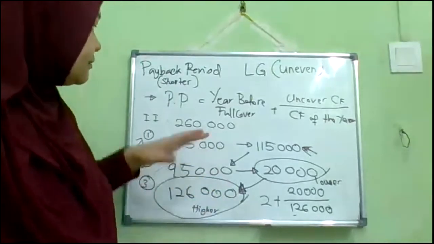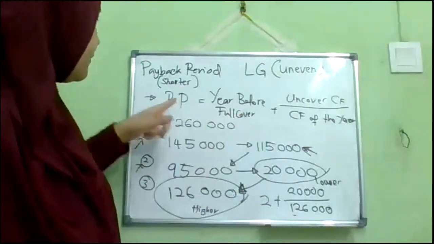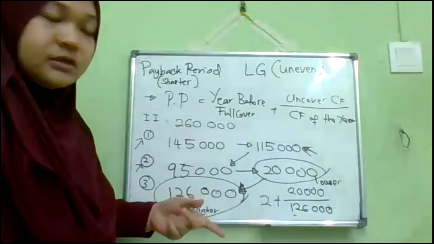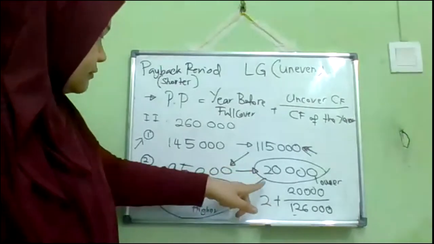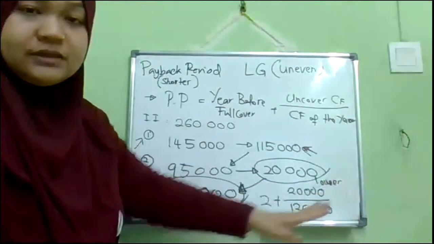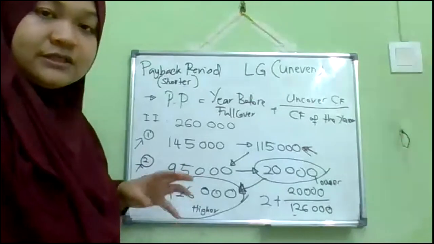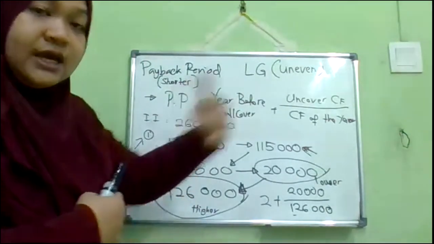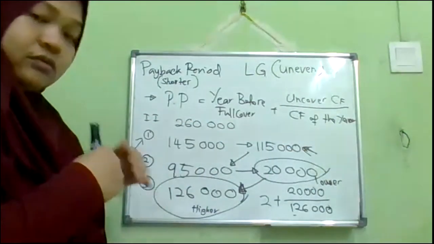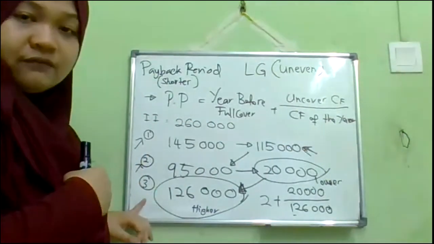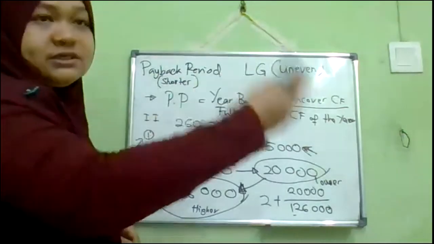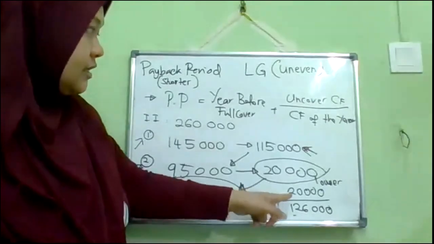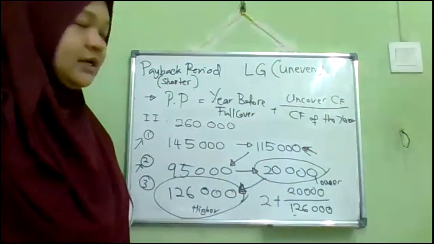Why you have to do this? Because you want to know how long it takes for this investment to break even. So if it is 2 point something, the investment will break even during the 3rd year, but not at the end of the 3rd year. It will break even in the middle of the 3rd year. So it is 2 point something. So that's why you come up with 2 plus uncovered cash flow divided by cash flow of the year.